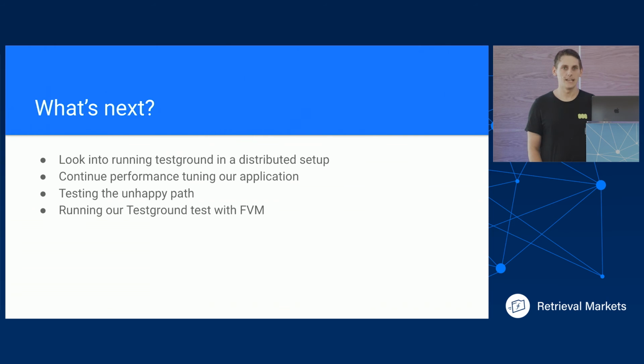We want to look at testing the unhappy path when we support that in our code. What we would really love to do is actually have a Testground test going where we just pick a random instance and kill it, and then our framework should allow for everyone to recover from that. And like George mentioned, we also want to run a Testground test with FVM, and we did have that working, like George said, and we will soon, I'm sure.